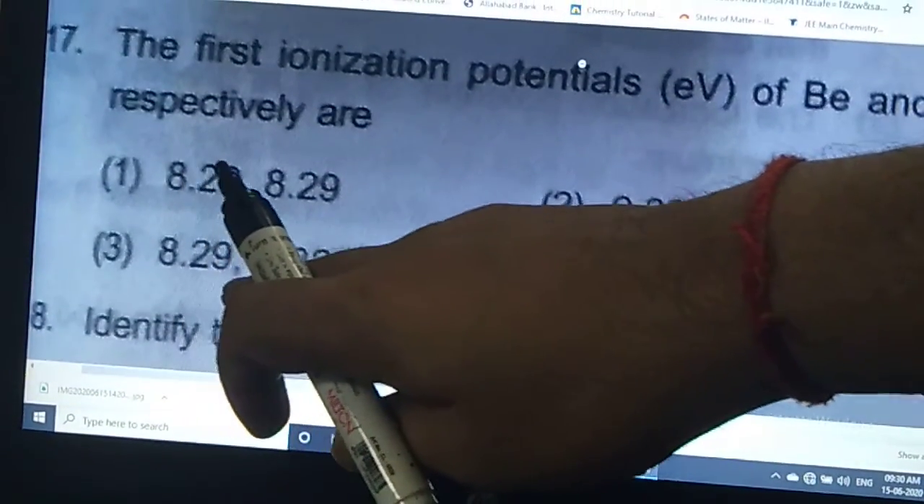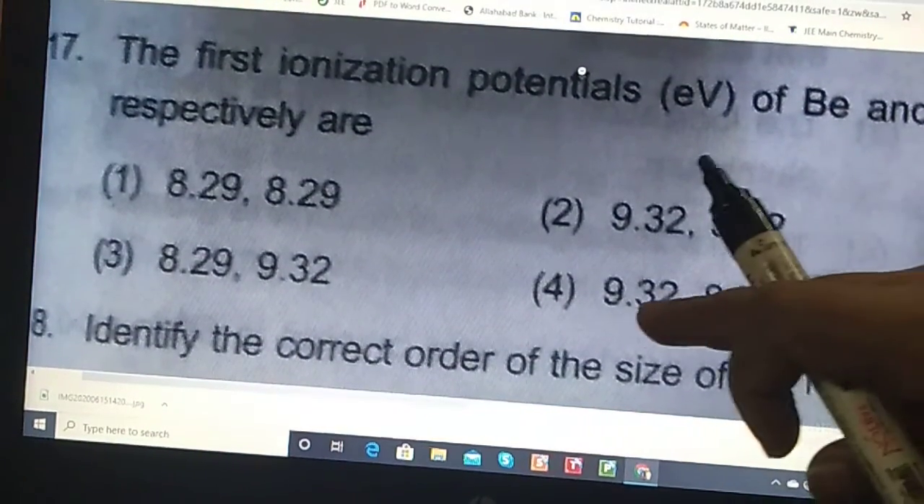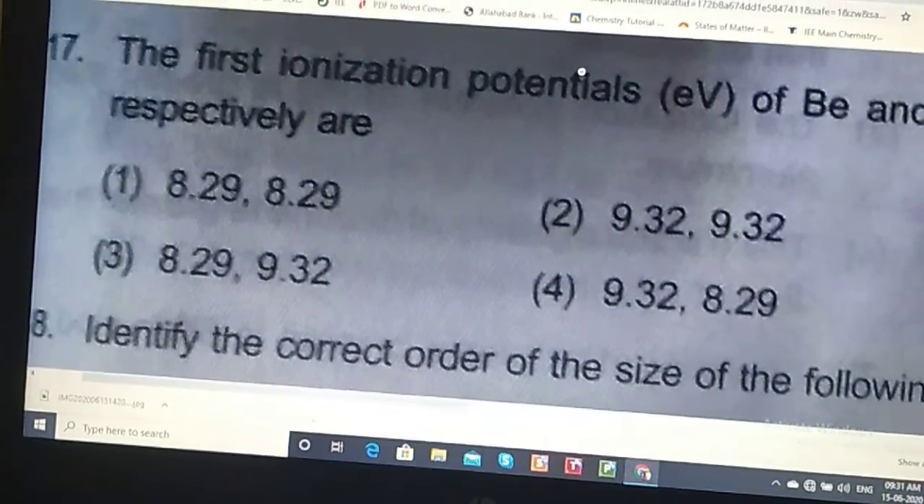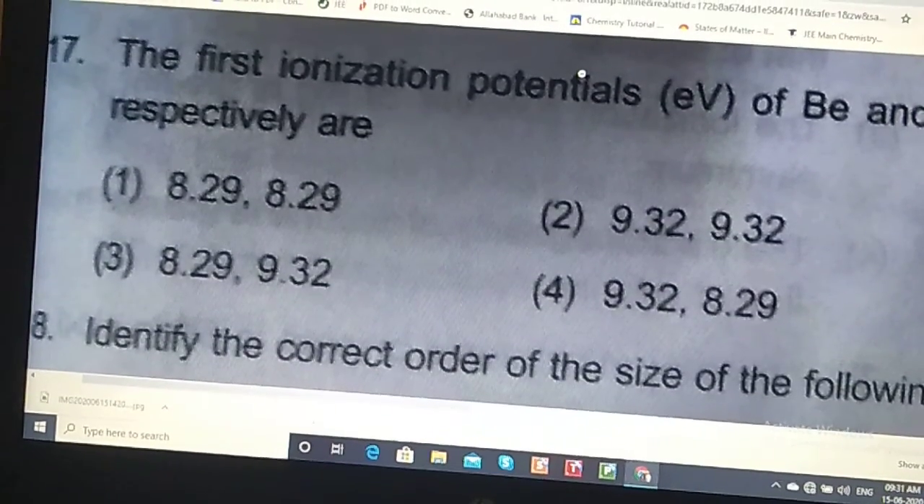Beryllium, they have given less, student, so the third is also wrong. So the correct option will be option number 4, because beryllium is high and boron is less. So you need not memorize the values also, you will be able to understand with the concept also.